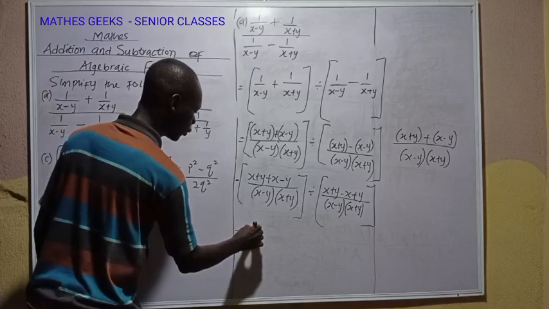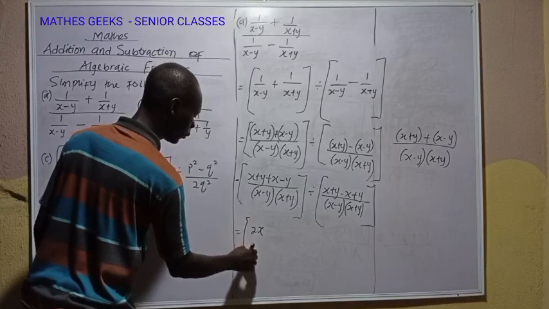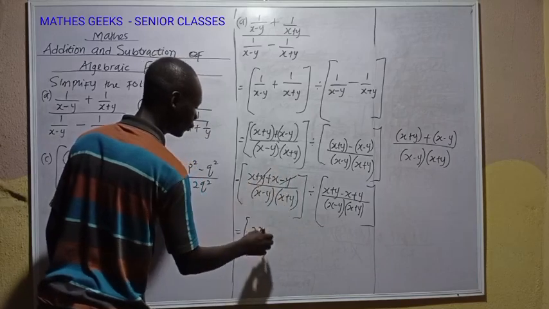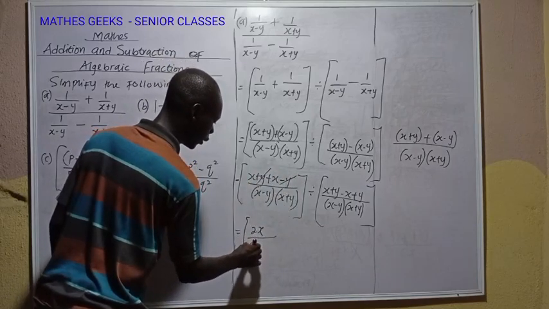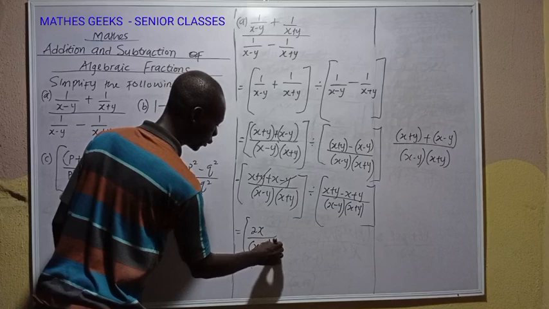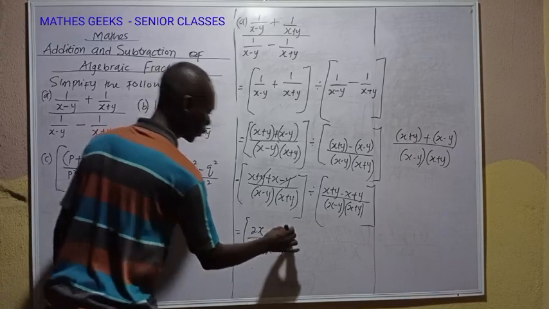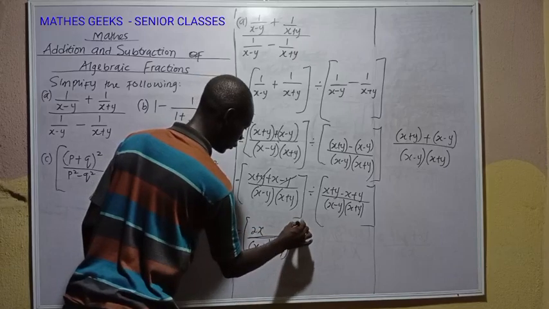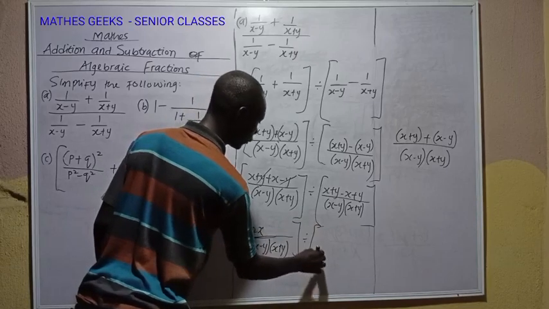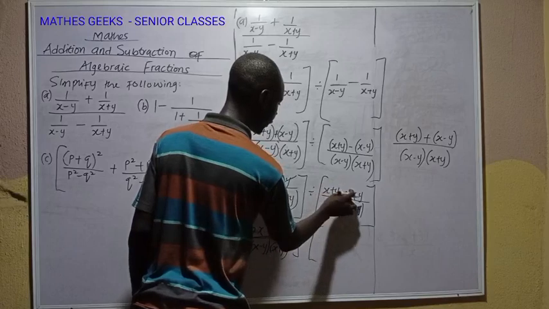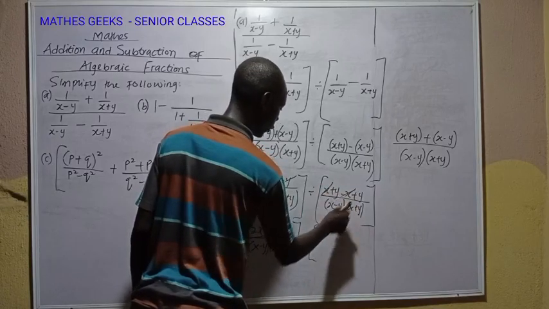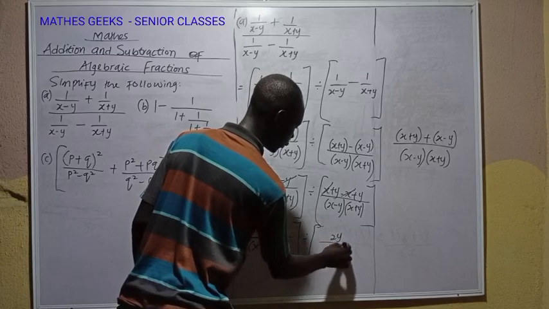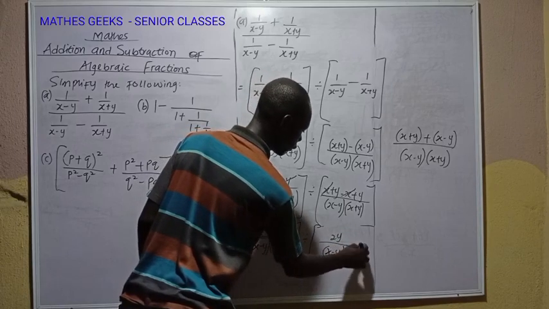x plus x is 2x, plus y minus y is 0, so 2x over (x minus y) and (x plus y), divided by x minus x is 0, plus y plus y gives us 2y over (x minus y) and (x plus y).